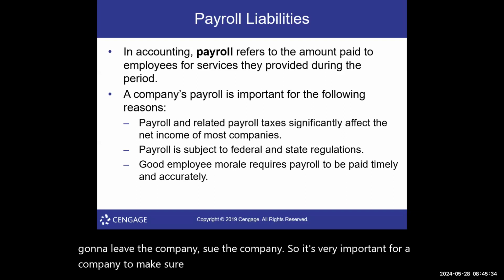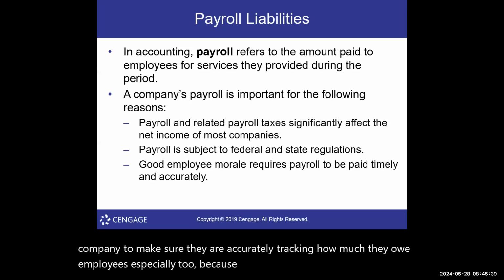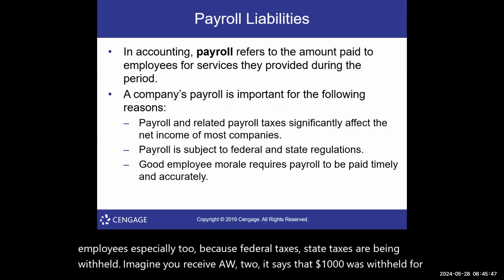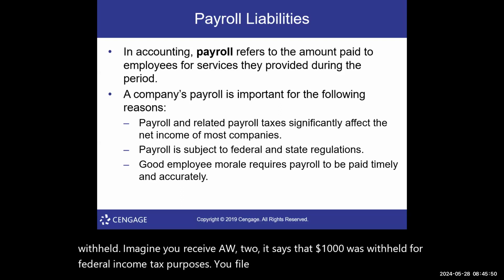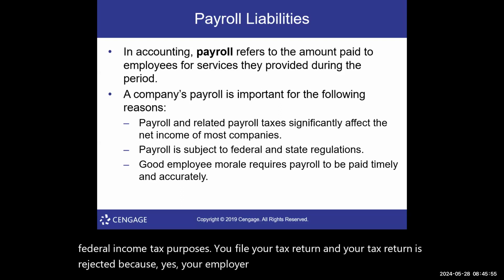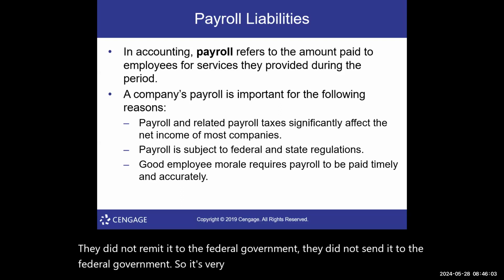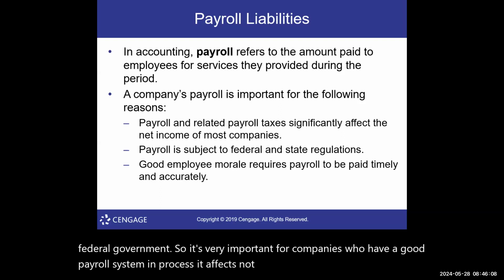accurately tracking how much they owe employees, especially too, because federal taxes, state taxes are being withheld. Imagine you receive a W-2. It says that $1,000 was withheld for federal income tax purposes. You file your tax return and your tax return is rejected because yes, your employer withheld the federal income taxes, but they did not remit it to the federal government. They did not send it to the federal government. So it's very important for companies to have a good payroll system and process. It affects not just the company, but the employees as well.